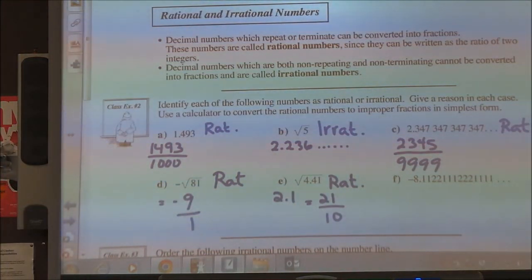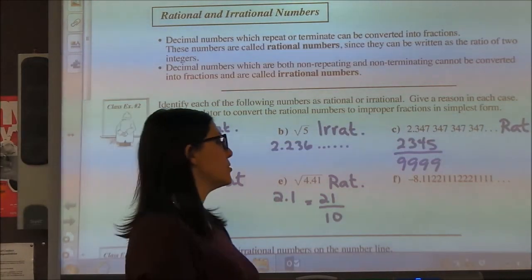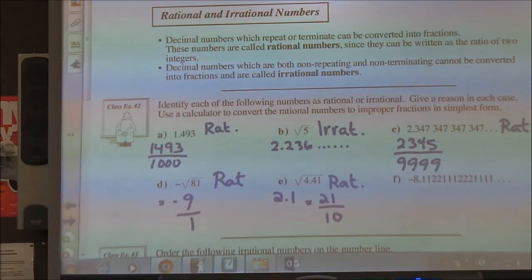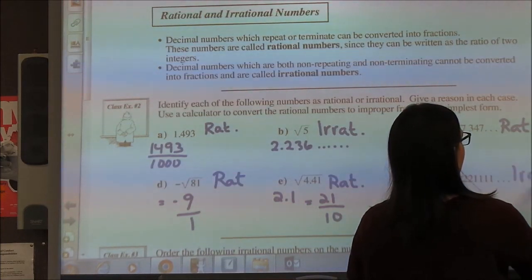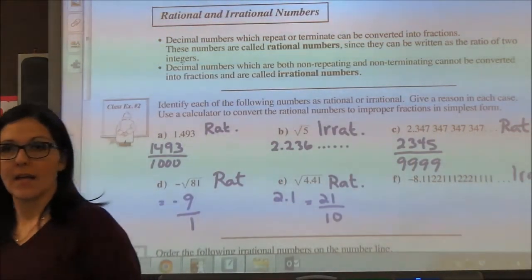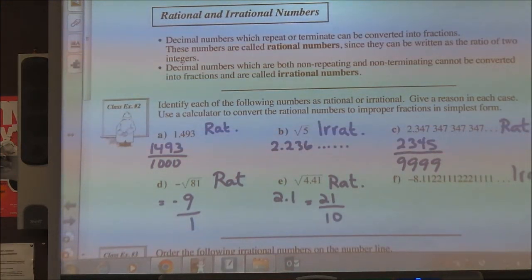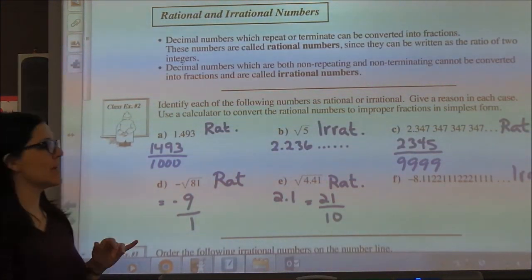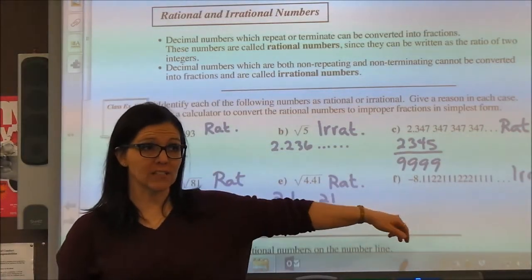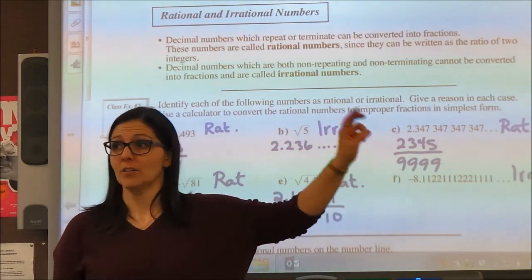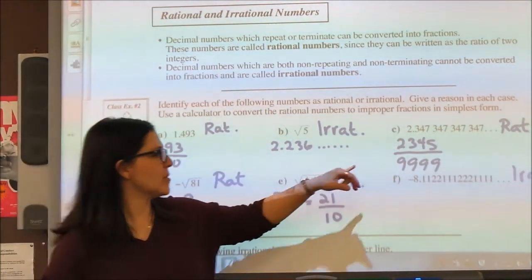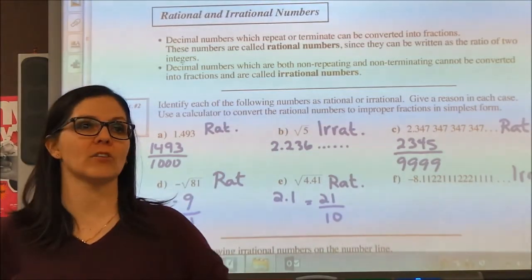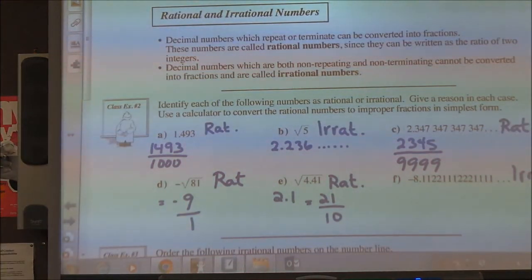Okay, negative 8.11221112221111, on and on and on. It's irrational. Why? Because it doesn't repeat and it doesn't terminate. It's not terminating, that's what the ellipsis tells us. And it's not a repeating pattern. Does it have a pattern? Yeah. They go up. 2 1s, 2 2s, 3 1s, 3 2s, 4, but it's not repeating. I wouldn't be able to put a line over this and get the pattern to continue. So that makes it an irrational number.